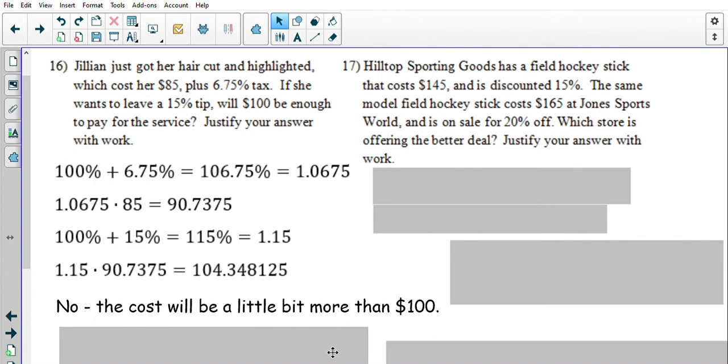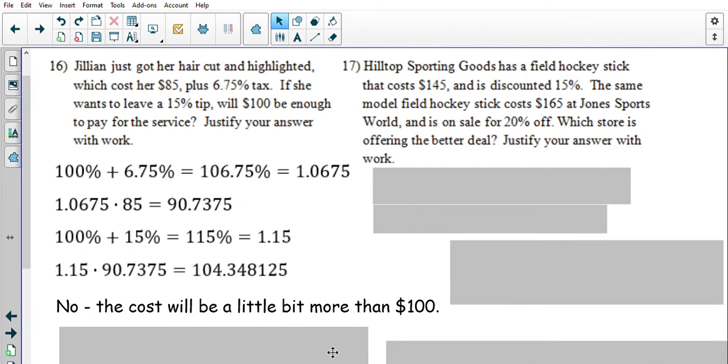Again, even if you calculate your tip, the 15% tip on the original price rather than the price with sales tax, you end up getting a price that's going to be over $100. It's not by much, but $100 is not going to be enough. It's a good higher level thinking question.